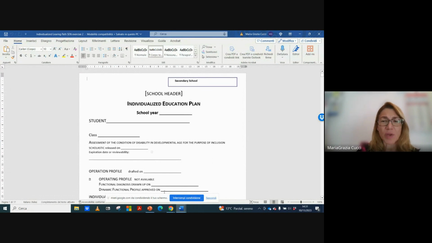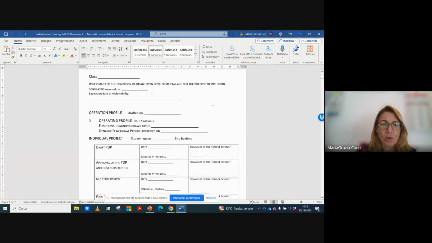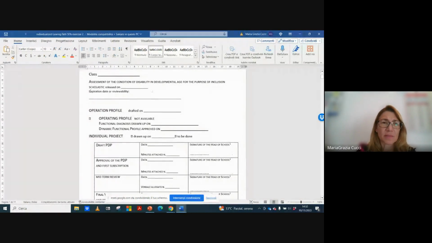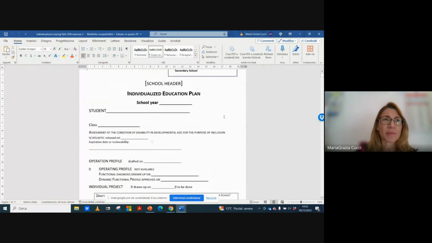So the document that we tried to complete last time was the individualized education plan. We tried to go through this document, which is made for a student with a special educational need. This special educational need can be of three different situations. We can have a student with a disability, which is something very clear, very defined.